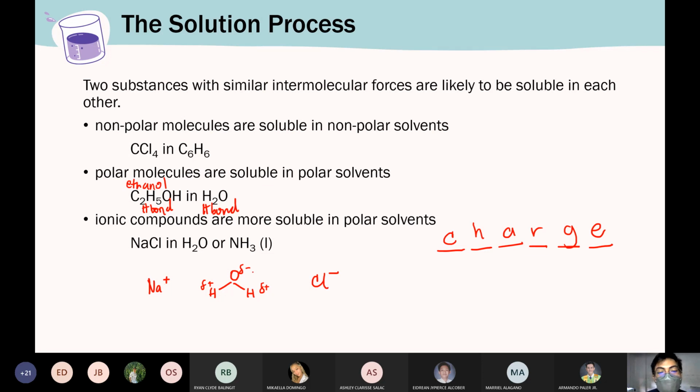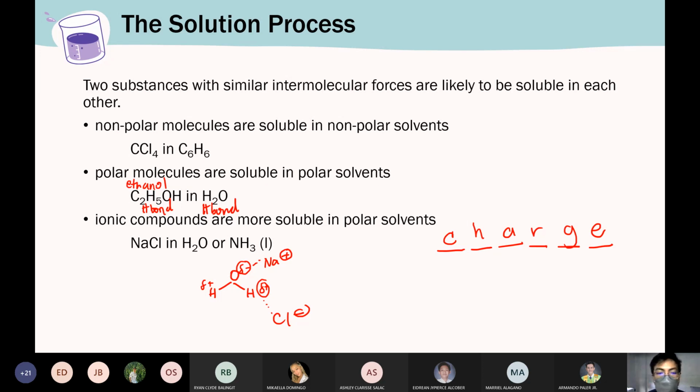Kaya nga pinakita ko yung mga positive, negative. So, sodium is positive, chlorine is negative. Sodium chloride, ionic compound. Water is polar, in a sense na may charges din siya. Partial nga lang. So, when you put your sodium chloride in water, the sodium gets attracted to the oxygen. The chloride ions get attracted to the hydrogen. Kasi ito positive, ito negative. So even though they are not the same in terms of intermolecular forces, they have a common denominator, which is the charge. Kaya sila nagmi-mix talaga.